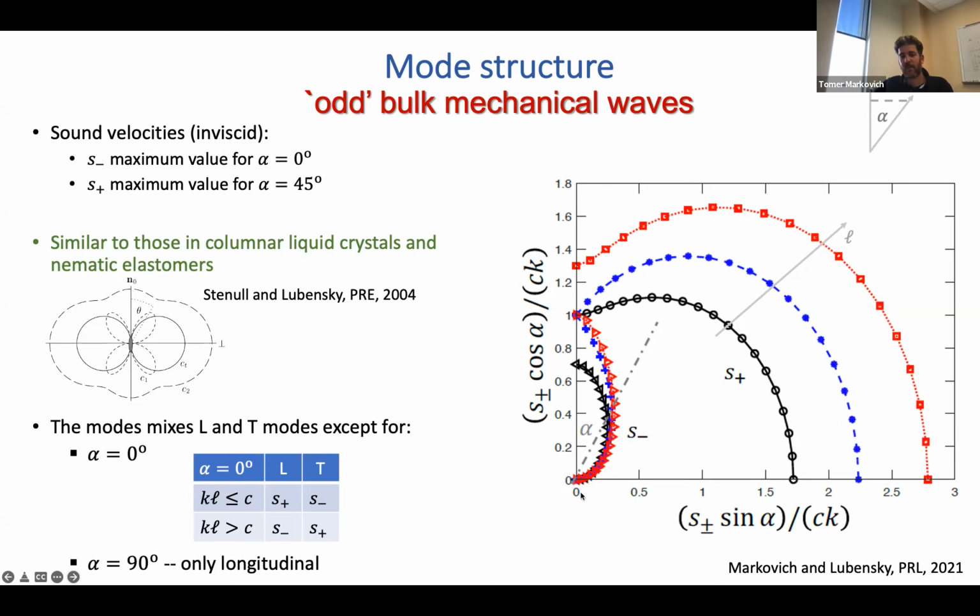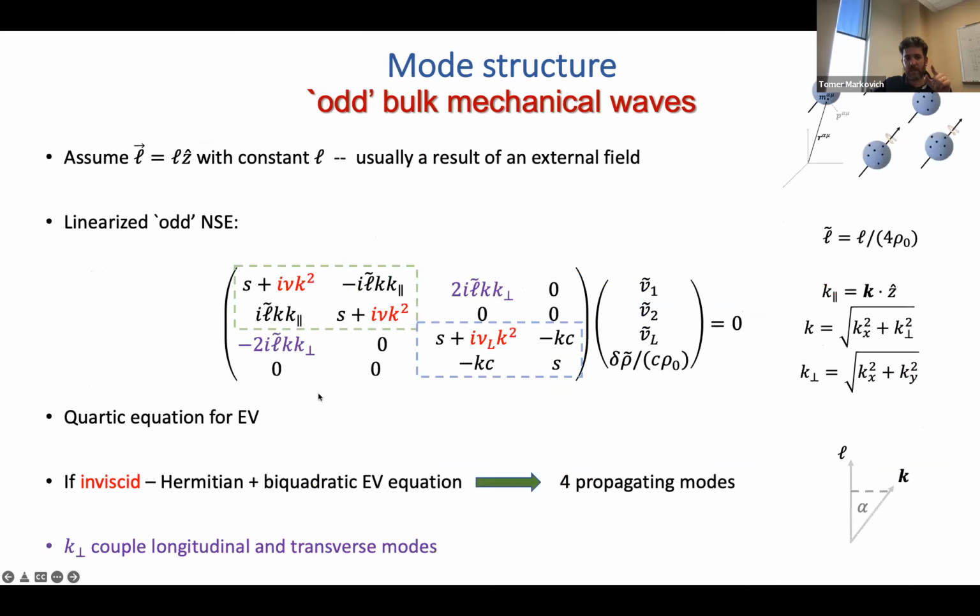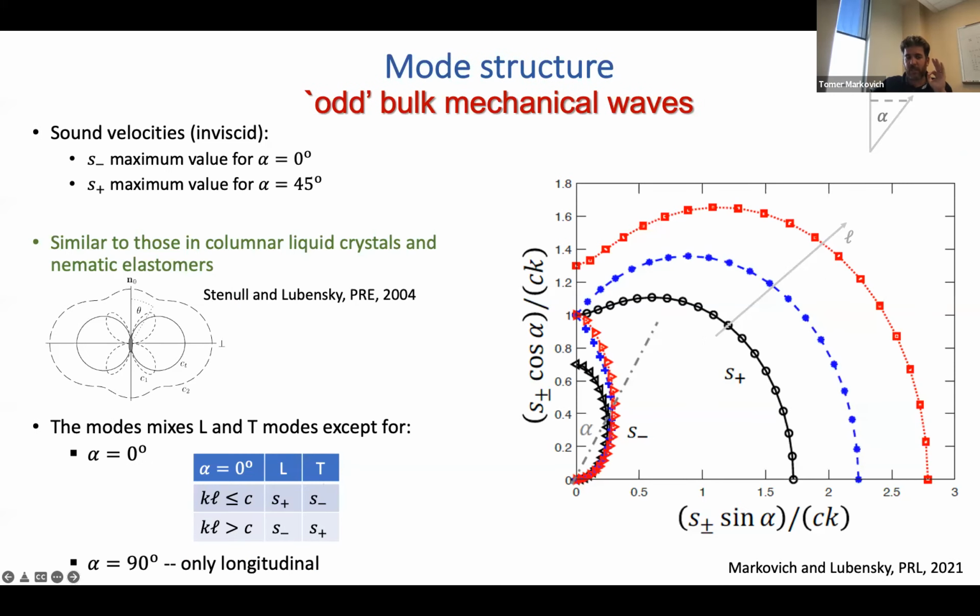Basically, it's similar in the sense that there is some angle at which one mode just vanishes, and then it's maximal 90 degrees away from it, and there's a mode that is never vanishing like this. Those modes always mix transverse and longitudinal modes, exactly because of this coupling. So those 2 blocks are mixed all the time, except in a very distinct situation, which is when alpha is 0.